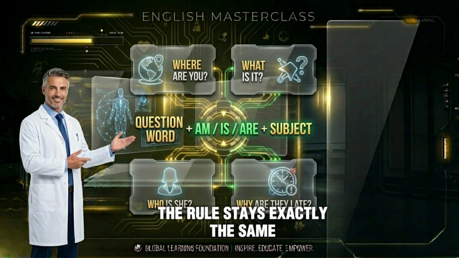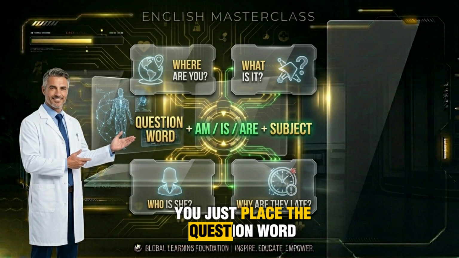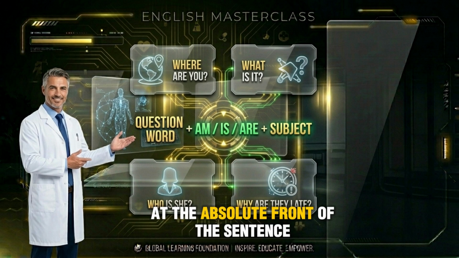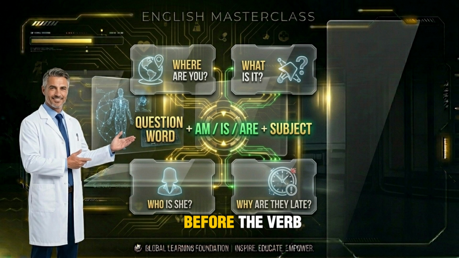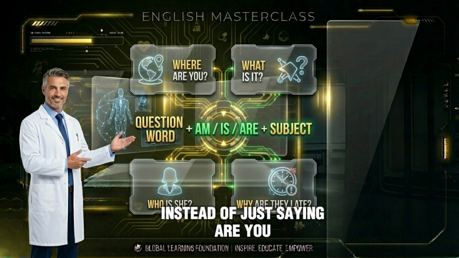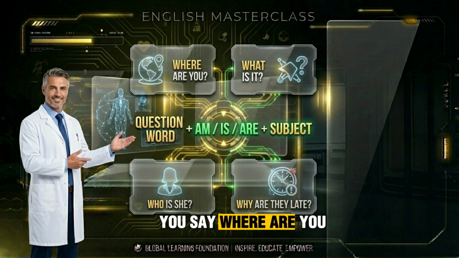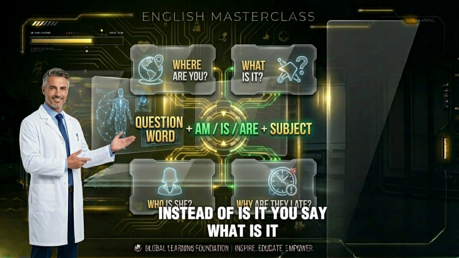What if you want to use a question word like who, what, where, or why? Don't worry, the rule stays exactly the same. You just place the question word at the absolute front of the sentence, before the verb. Instead of just saying, are you, you say, where are you? Instead of, is it, you say, what is it?